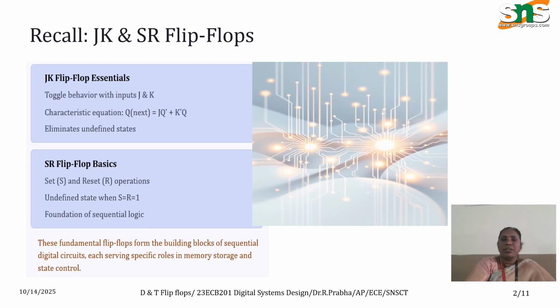So let us recall the previous topic before going into the current topic of T and D flip-flop. The previous topic is JK and SR flip-flop. We have seen SR flip-flop, it is the foundation of sequential logic. Here S represents set and R represents reset. There is an undefined state when S and R values are equal to 1 in SR flip-flops. To eliminate this, we have proposed the JK flip-flop. So JK flip-flop eliminates this undefined state, and its characteristic equation is J q bar plus K bar q.